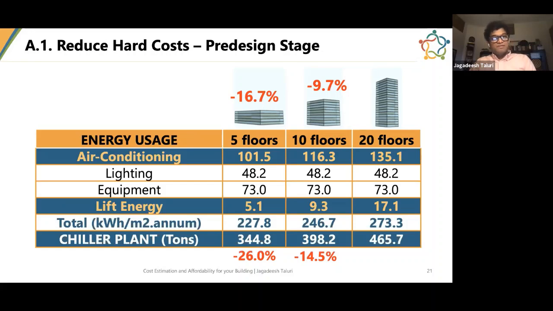And also you'll be saving the hard cost also. Why? Because instead of a 465 ton chiller, you are only buying a 344 ton chiller. So that will also result in substantial saving to begin with before you even start the design.